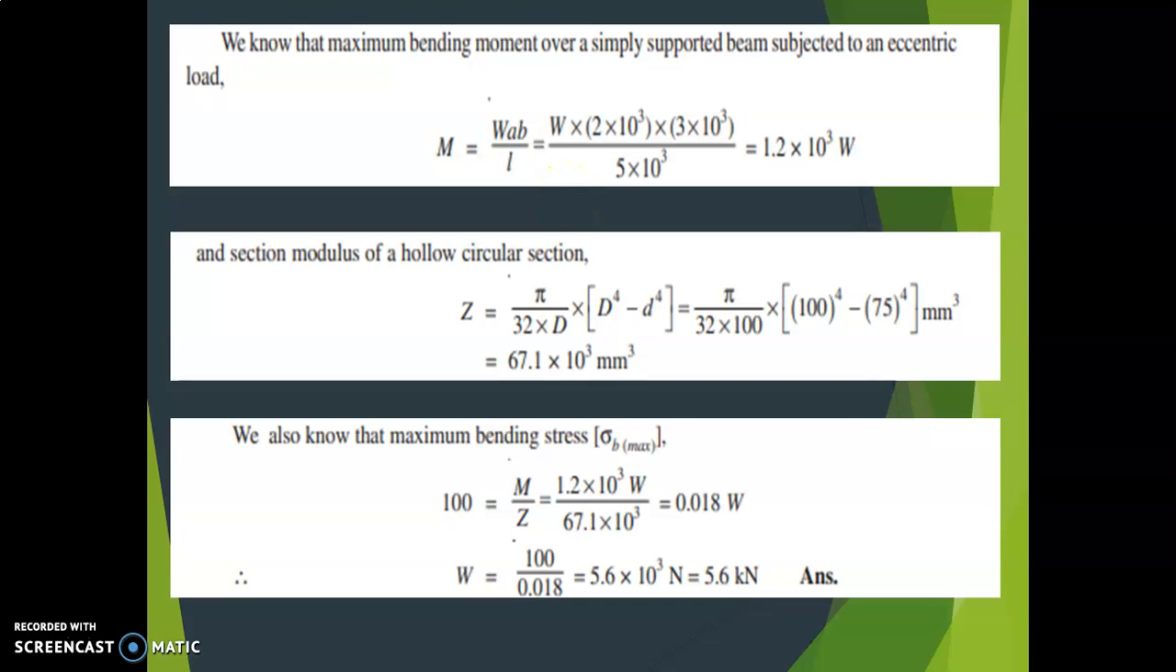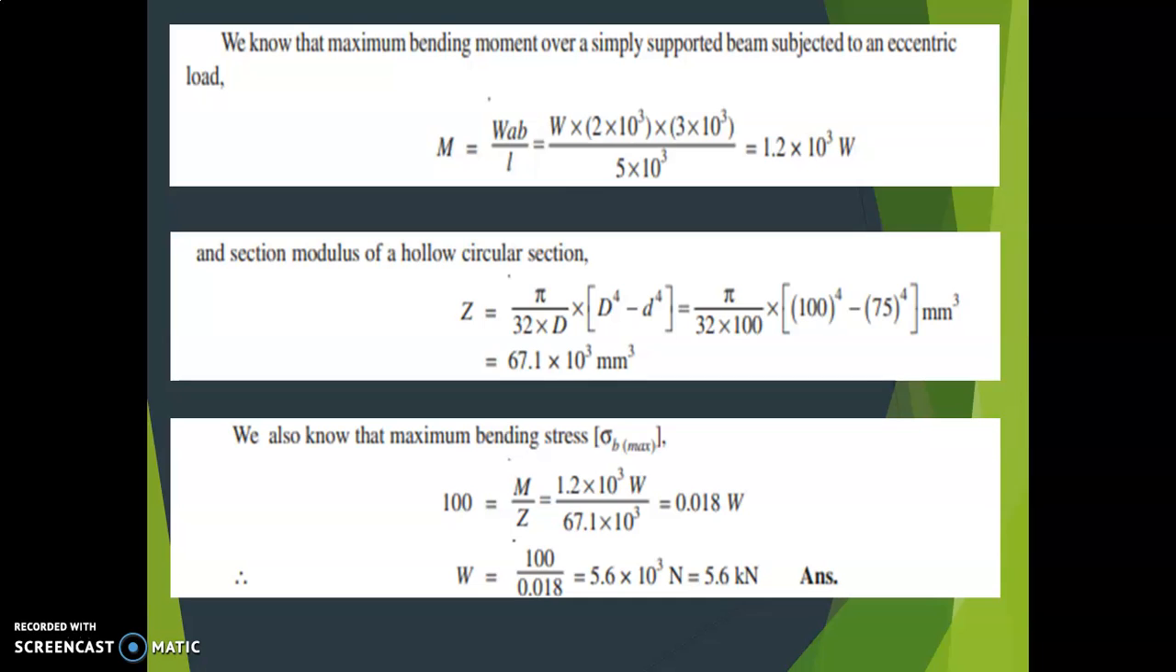Like this you can calculate W for the different cases. Suppose it is given a simply supported beam with a load at the center, or with a UDL, or with an eccentric load, or a cantilever with a load at the free end or a UDL. Mainly you have to know the maximum bending moment formula, so you can write the maximum bending moment in terms of W. Then you have to calculate the section modulus, which is different for different sections: rectangular, circular, hollow rectangular, and hollow circular.